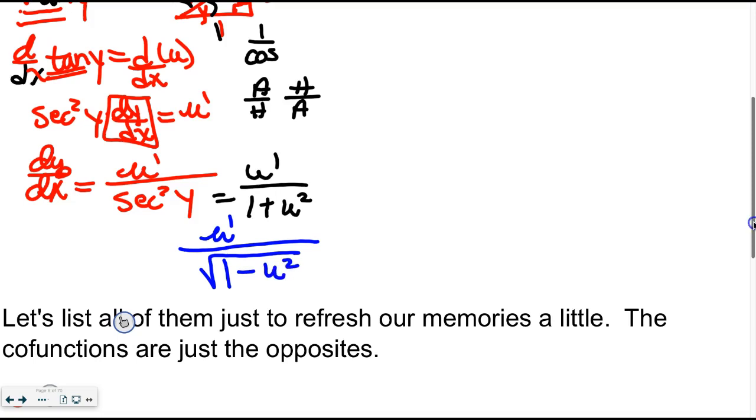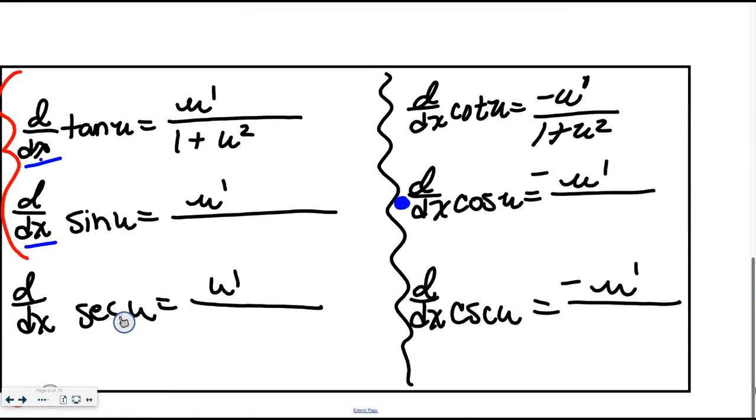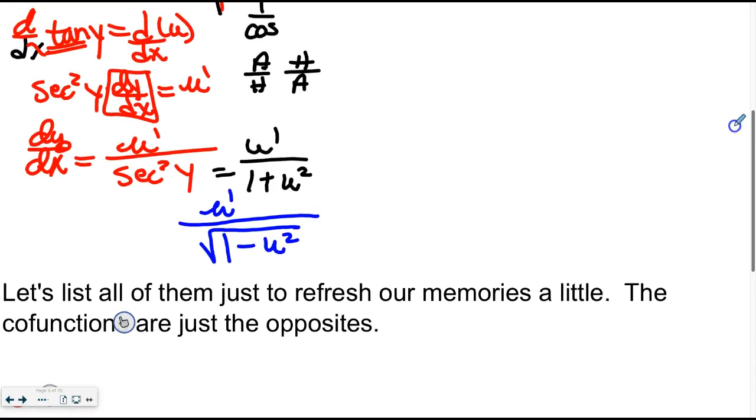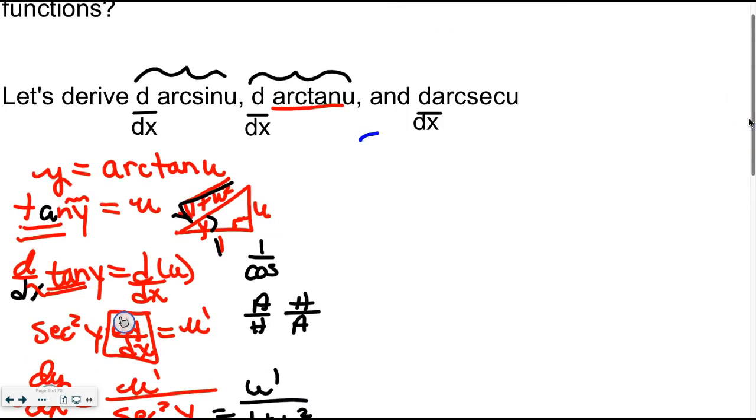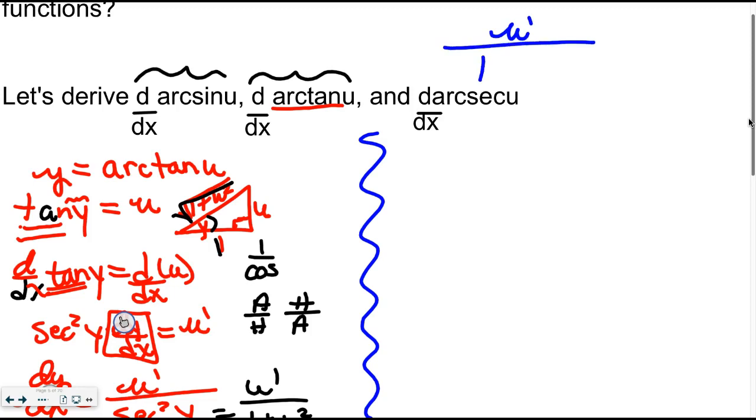So sine is u prime over the square root of 1 minus u squared. Cosine is negative u prime over the square root of 1 minus u squared. So you notice I kind of get 2 for 1 on all of these. I don't think I'm going to do the secant one just for time purposes. I am, though, just to keep it real here. I will derive that one for sine. But remember, the derivatives of the inverse trig functions always have u prime on the top, right? 1 plus for tangent because it's prettier, square root and a minus for sine. Okay, cofunctions always go negative.